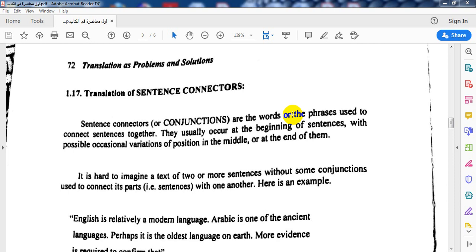As you can see here, this is a continuation, page 72. In the previous lecture we talked about the problems in translating articles, and we'll continue here in this lecture.